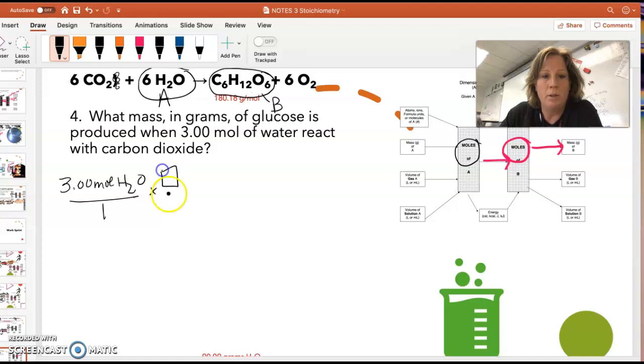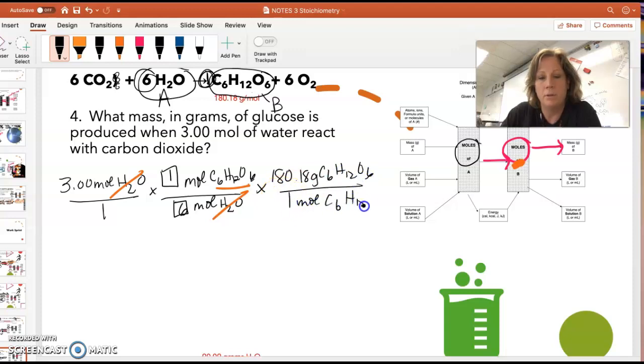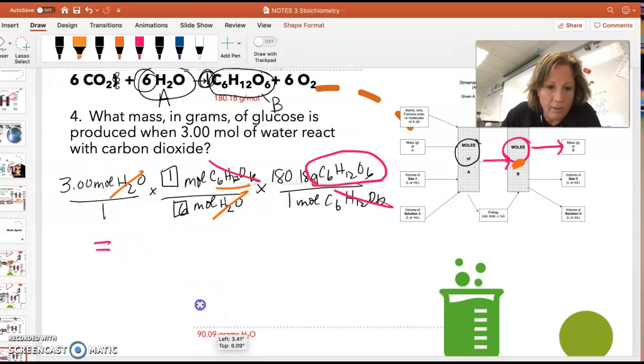Right away I'm going to do my mole-mole. You don't have to do these boxes. I just like to because it really shows me that I'm using those coefficients from the balanced equation. So my moles of water on the bottom, so it cancels, and then my moles of glucose. I've got a 1 and a 6. And you can see I'm in moles of glucose, so I'm right here. Now I'm going to go out to grams. The molar mass is 180.18 grams of glucose in a mole of glucose. And then you can see those cancel. I end up with grams. And when I calculate this with sig figs, I hope I get 90.09 grams of water.